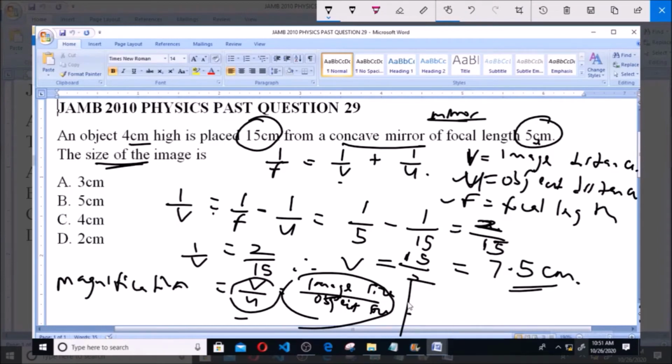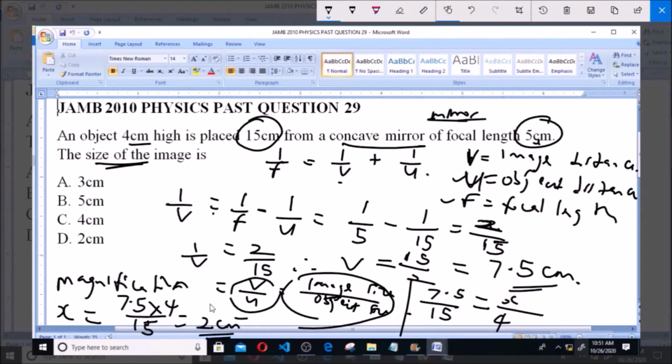So v over u, that is 7.5 over 15, is equal to the image size, which is what you are looking for. Let's call that x, over the object size, which is 4 centimeters. So x is therefore equal to 7.5 multiplied by 4 over 15. Therefore x is equal to 2 centimeters, and x, as you remember, is our image size. So the image size is 2 centimeters as we have calculated, and 2 centimeters is option D, which is the correct answer to this question.